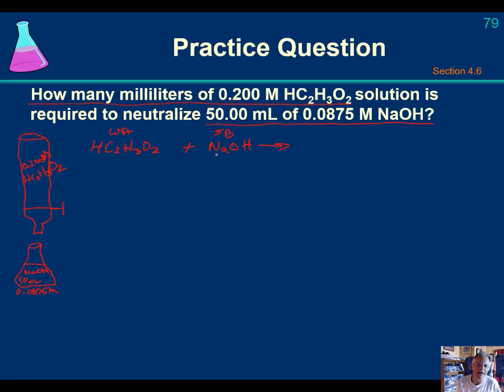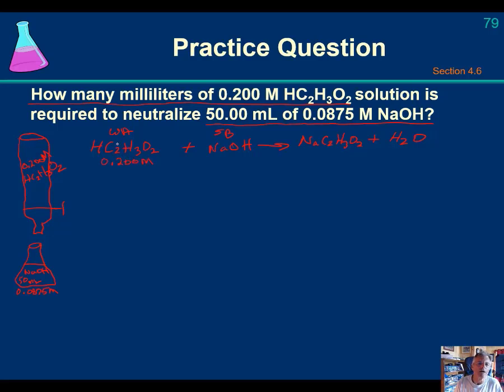We know it as a metathesis reaction, where the sodium is going to glom on to the acetate. The hydrogen ion will grab a hold of the hydroxide. So we'll get NaC2H3O2 plus good old H2O, our driving force for this particular reaction. So here's what we have in our metathesis reaction.